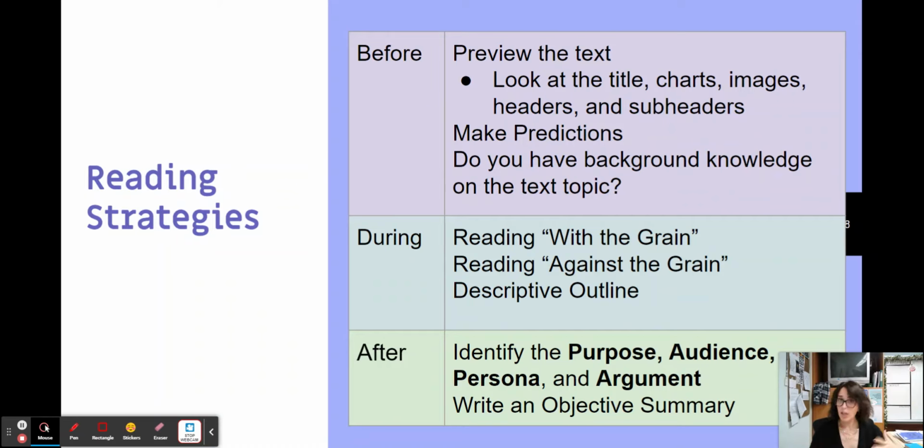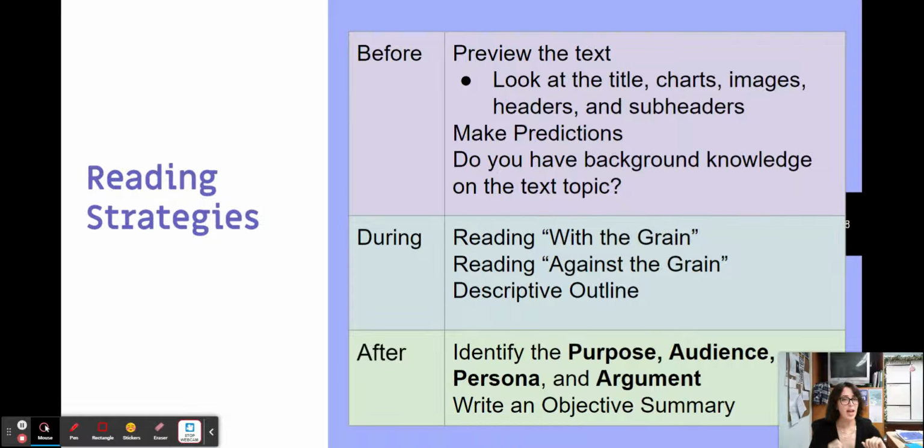So we are talking about annotating. There are three stages of annotating a text. The first is the before stage, and this simply looks like previewing the text, right? It's your first impression of a text. All of us have first impressions of people that we meet, right? Oh, that person looks like they're an athlete. Why? Well, they're holding a basketball or they've got a sports bag.